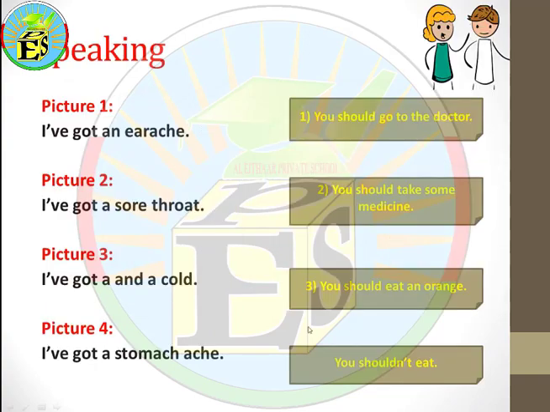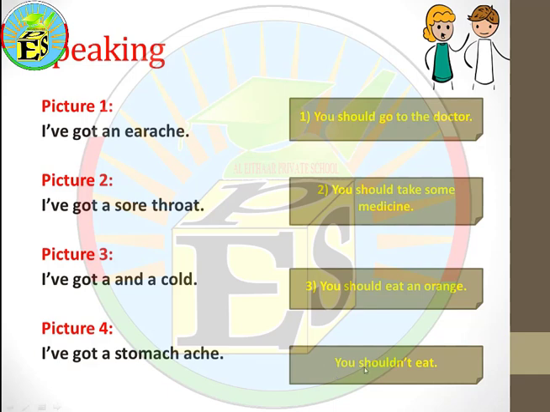Let's check together. For picture number 1, I've got an earache. The answer is you should go to the doctor. For picture number 2, I've got a sore throat. Then you should take some medicine. Picture number 3, I've got a cold. You should eat an orange. Picture number 4, I've got a stomachache.